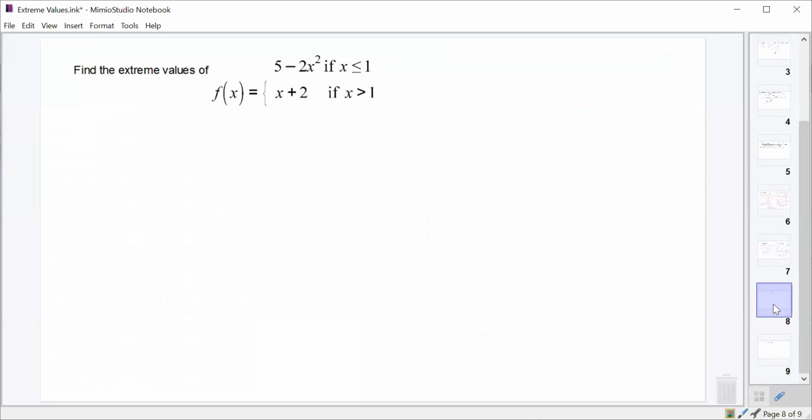Okay. Let's take a look at a piecewise defined function. So we want to find the extrema of f of x if f of x is 5 minus 2x squared for x less than or equal to 1, and x plus 2 if x is greater than 1. So what's the first thing we need to do?